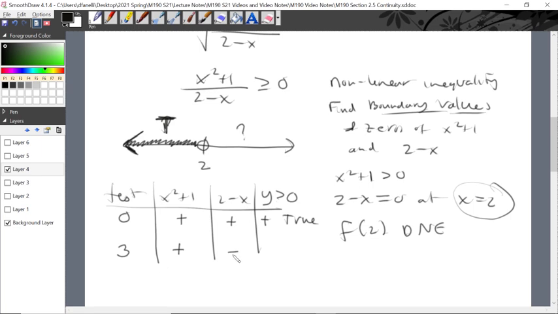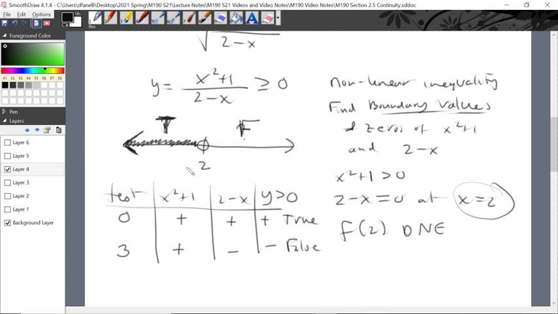2 minus 3 is negative 1. Now a positive divided by a negative, I'm calling this y right now, that would be negative. And that's not greater than 0, so it would be false there. So we are not including values of x that are greater than 2. So we have the domain now.